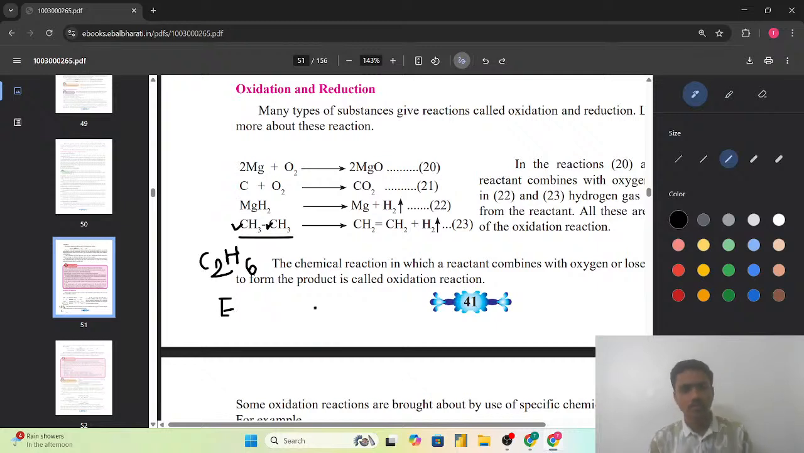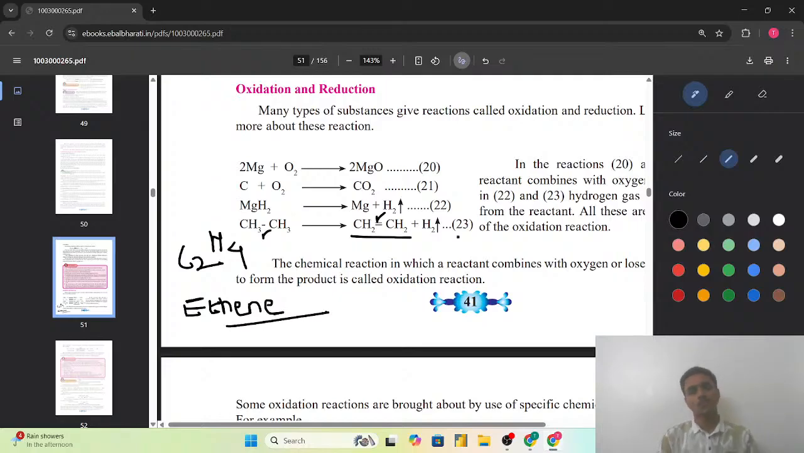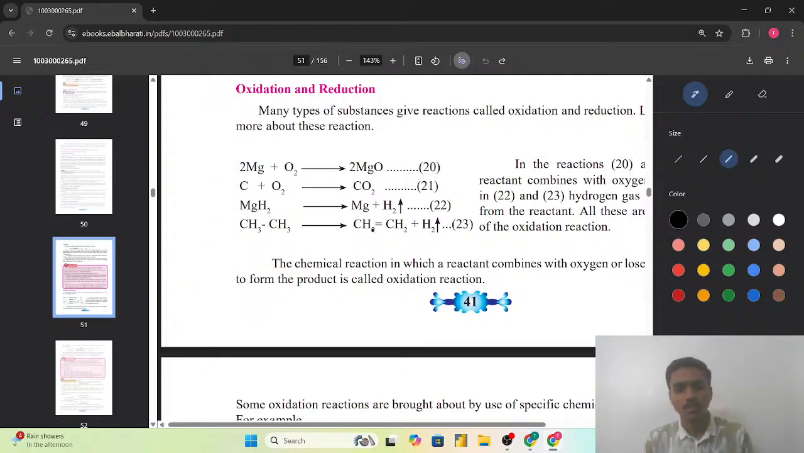So here we are seeing that when ethane leads to formation of CH2CH2, that is C2H4. As we can see, here is the single bond, here is the double bond. This is ethene. So ethane leads to the formation of ethene by giving off hydrogen gas.